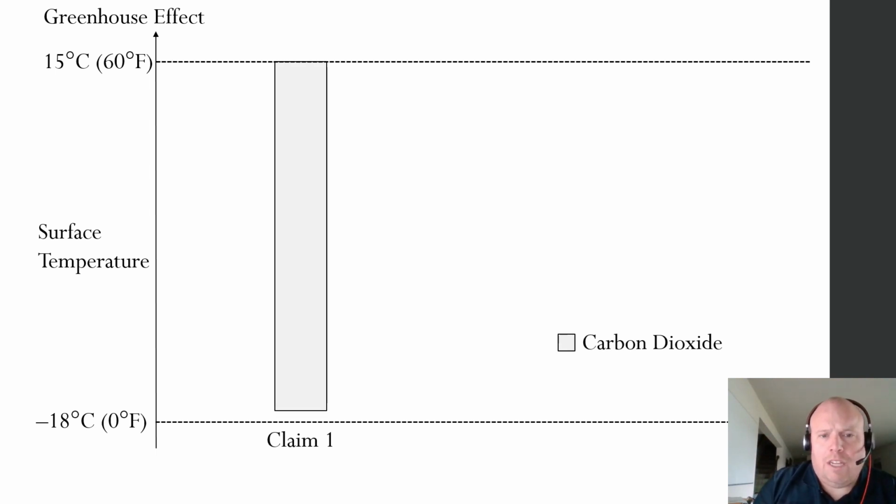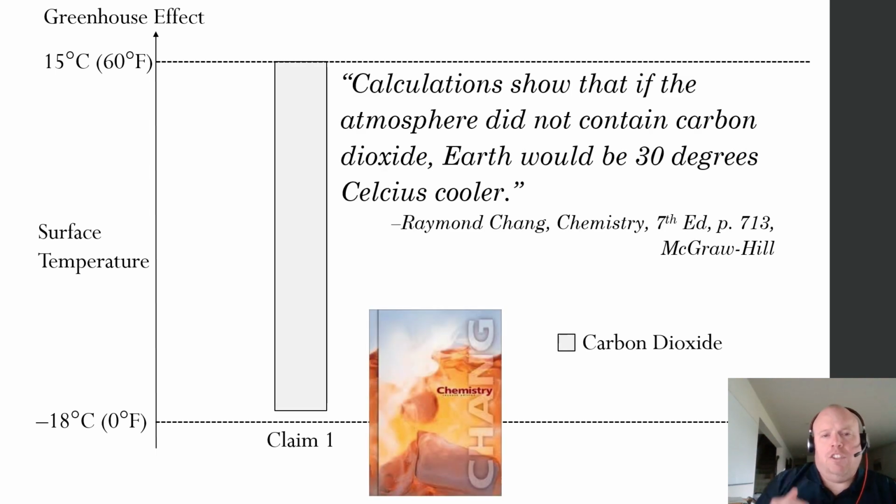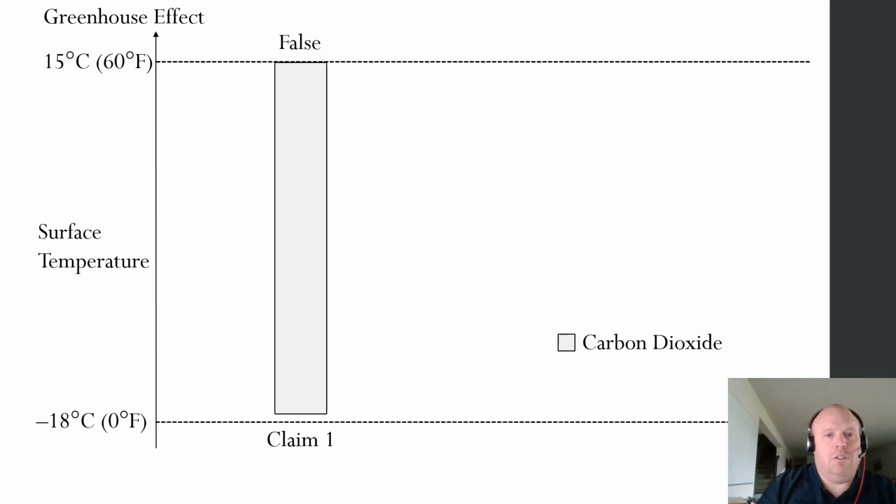Some claims state that it's just carbon dioxide, such as Chang from chemistry. Calculations showed that if the atmosphere did not contain carbon dioxide, Earth would be 30 degrees Celsius cooler. This is false. Absolutely false. And I just proved it by doing that calculation because the actual starting point is negative 2 degrees Celsius. You have water vapor, that's a greenhouse gas. You have methane. You have all these different parts. You have clouds, and so claiming that the majority of this fictitious jump is due to carbon dioxide is absolutely false.